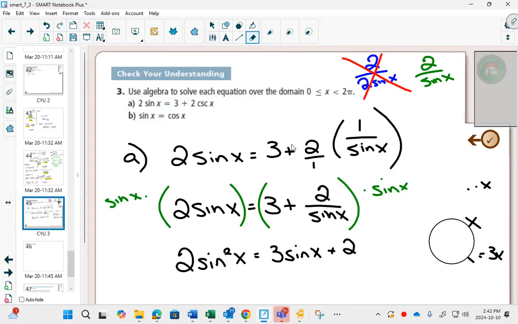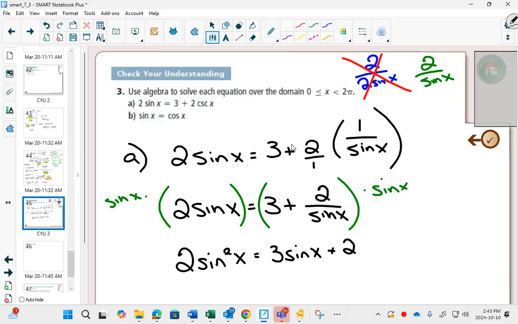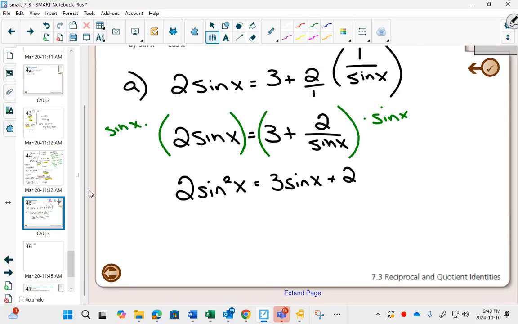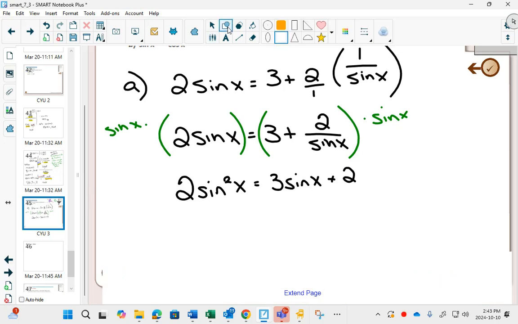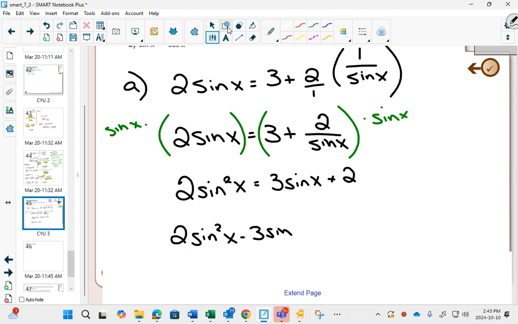Okay? Here's this. Now what kind of question do we have? Another question from grade 11. A quadratic. How do we solve quadratic equations? Either by factoring or with the quadratic formula. But you need to make one side equal to 0. And you can either use your formula or you can factor.